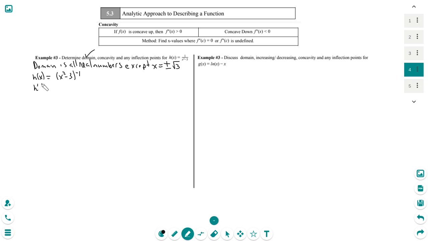That would work. All right, so if I put it in this form, I'm going to use a power rule. So h prime of x. Using the power rule, my base is this quantity. So the power rule would be negative 1 times my base, which is x squared minus 3, and then I subtract 1 from my exponent, which would be negative 2. Then I have to use the chain rule and multiply by the derivative of the inside, which is 2x. And I'm going to rewrite this as a fraction. So that's negative 2x in the numerator, and then that quantity will go in the denominator.